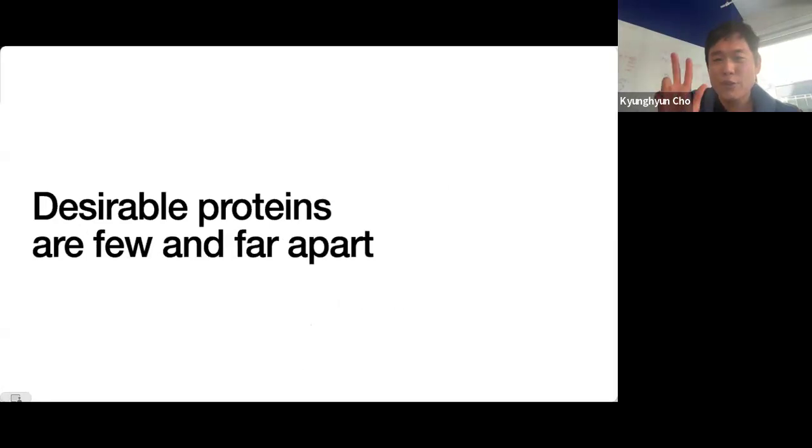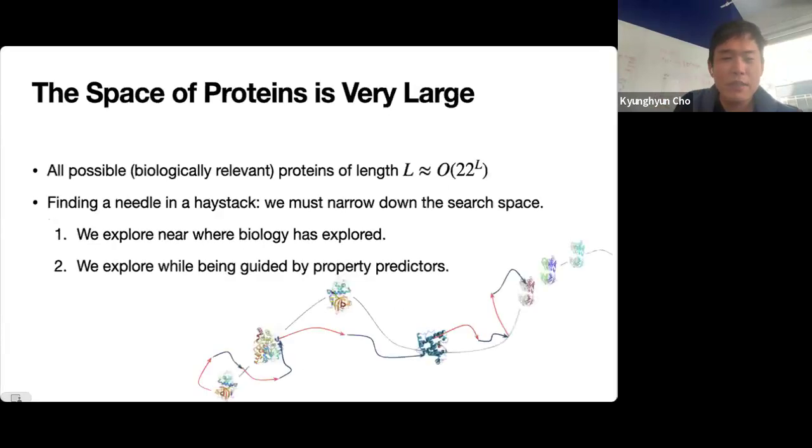So the third challenge is the fact that the desirable proteins are few and far apart. The space of proteins is gigantic. If you think about all possible biologically relevant proteins of length, let's say L, there are like 20 to the power of L different sequences. And what that means is that the problem of protein design is equivalent to finding a needle in a haystack, and this haystack is a gigantic haystack. So we must narrow down the search space significantly.